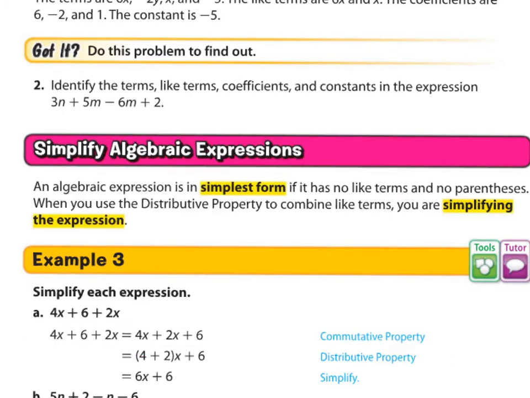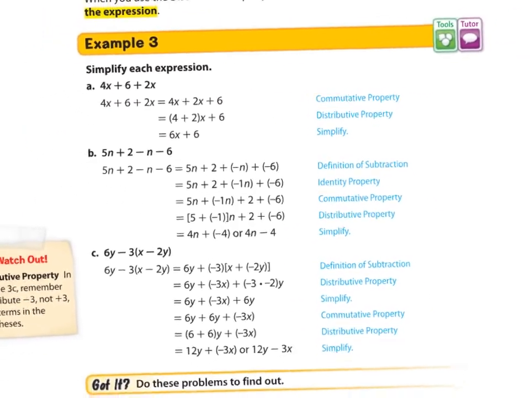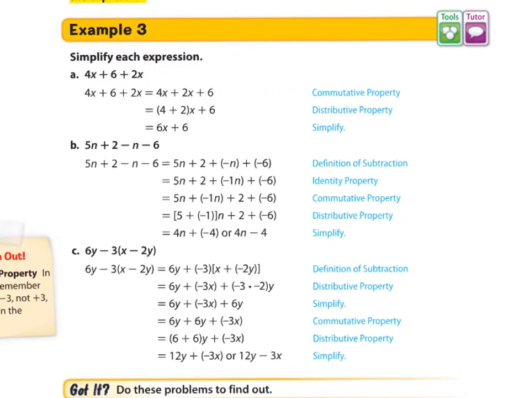Now for the fun part. Simplify algebraic expressions. An algebraic expression is in simplest form if it has no like terms and no parentheses. When you use the distributive property to combine like terms, you are simplifying the expression. And that's what we're going to practice now. This is actually kind of fun if you know how to work with your like terms, your integers, multiplying, dividing, subtracting. It all comes together now.